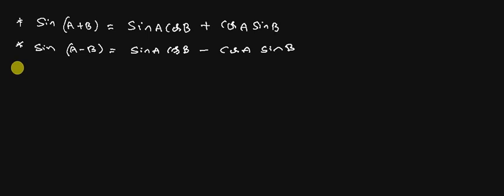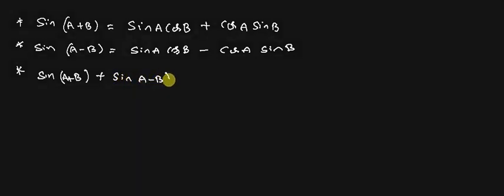And the next result, what happens if both of these results are added together? That means sin of a plus b plus sin of a minus b is equal to, here both these results are added together.